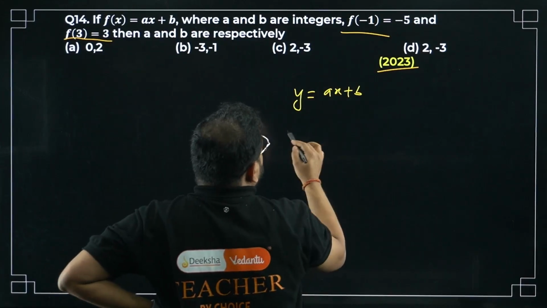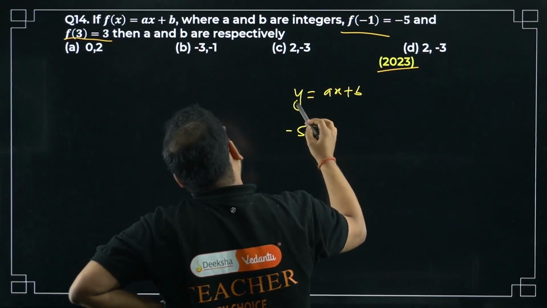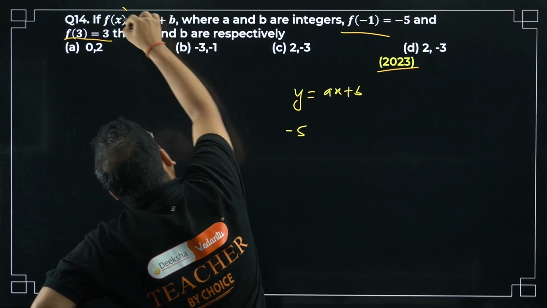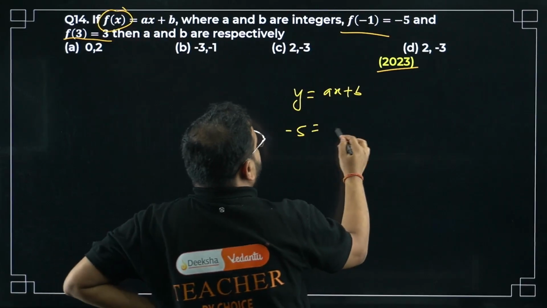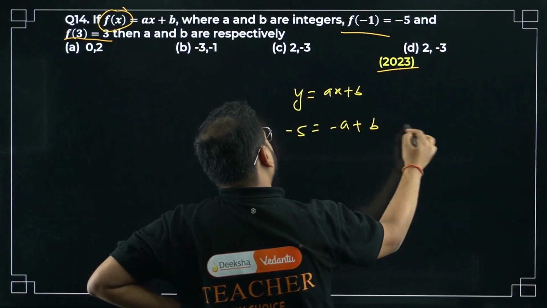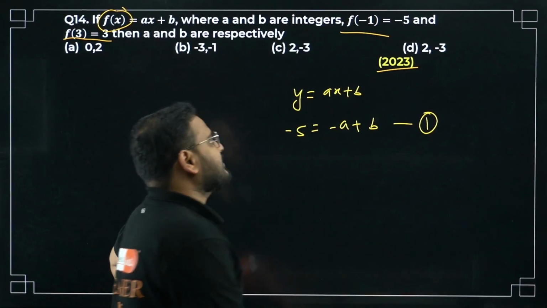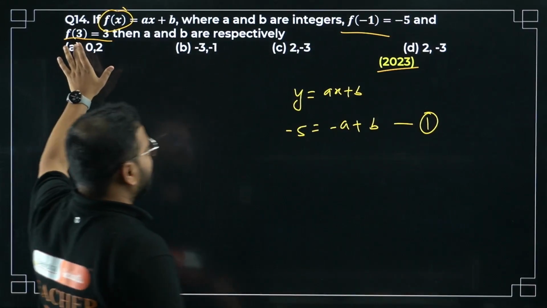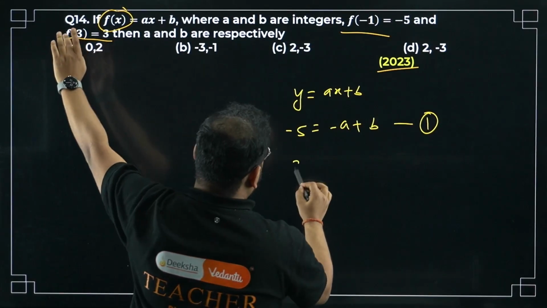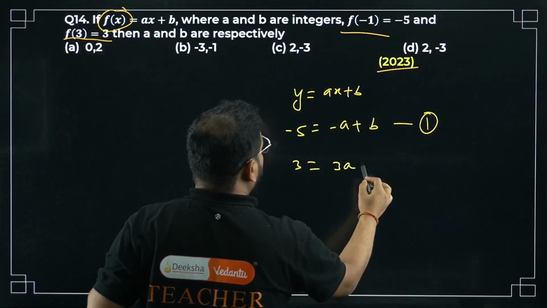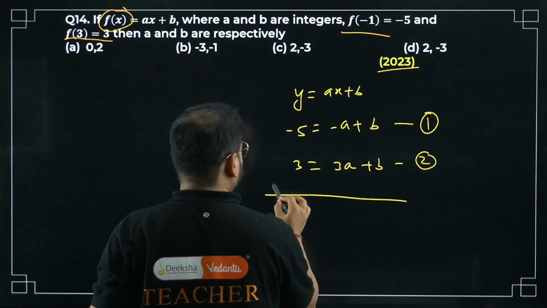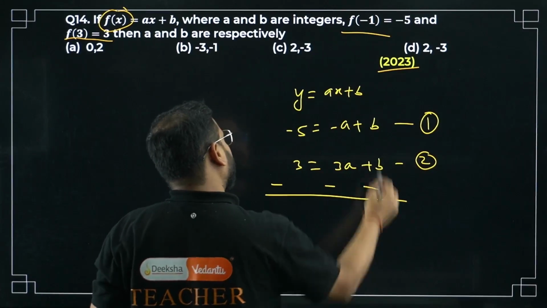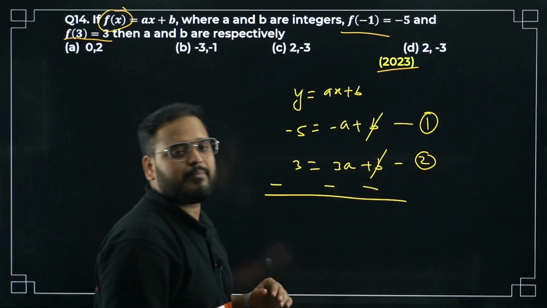It will become minus 5. Y is f(x), so minus 5 equals minus a plus b. Equation number 1. Next, put x as 3. It will become 3 equals 3a plus b. Equation number 2. Subtract them, sign change, and b and b cancel.